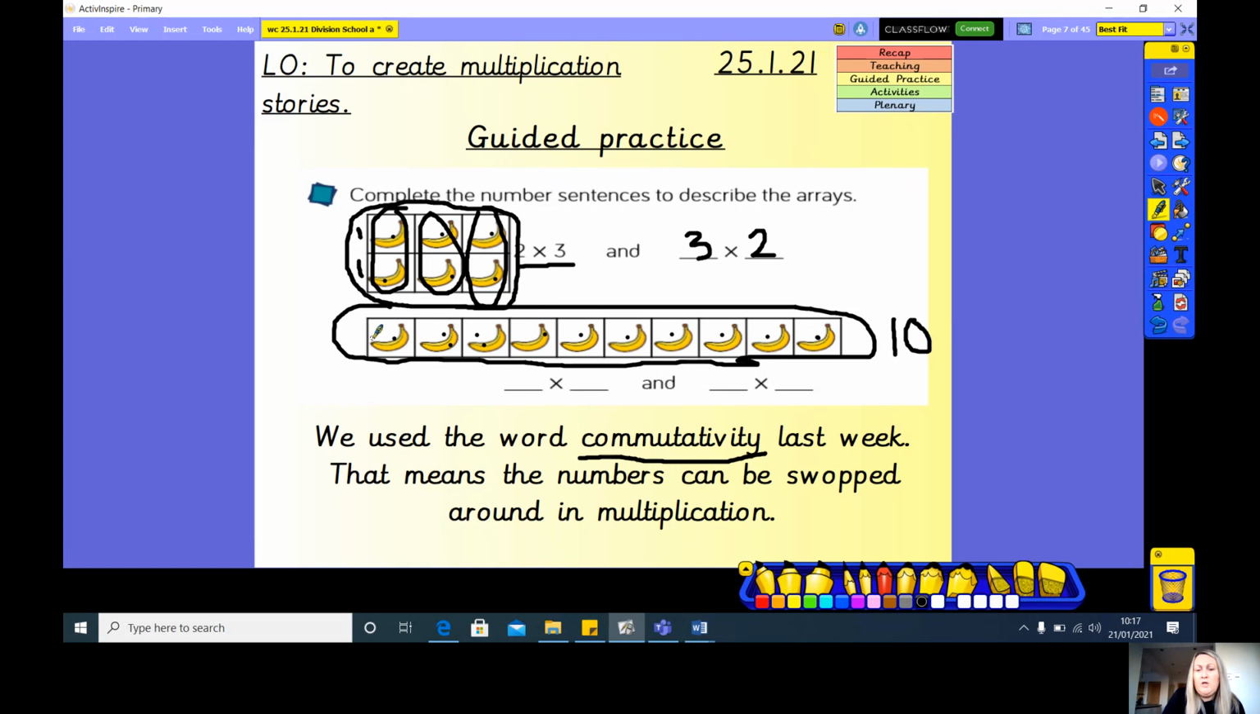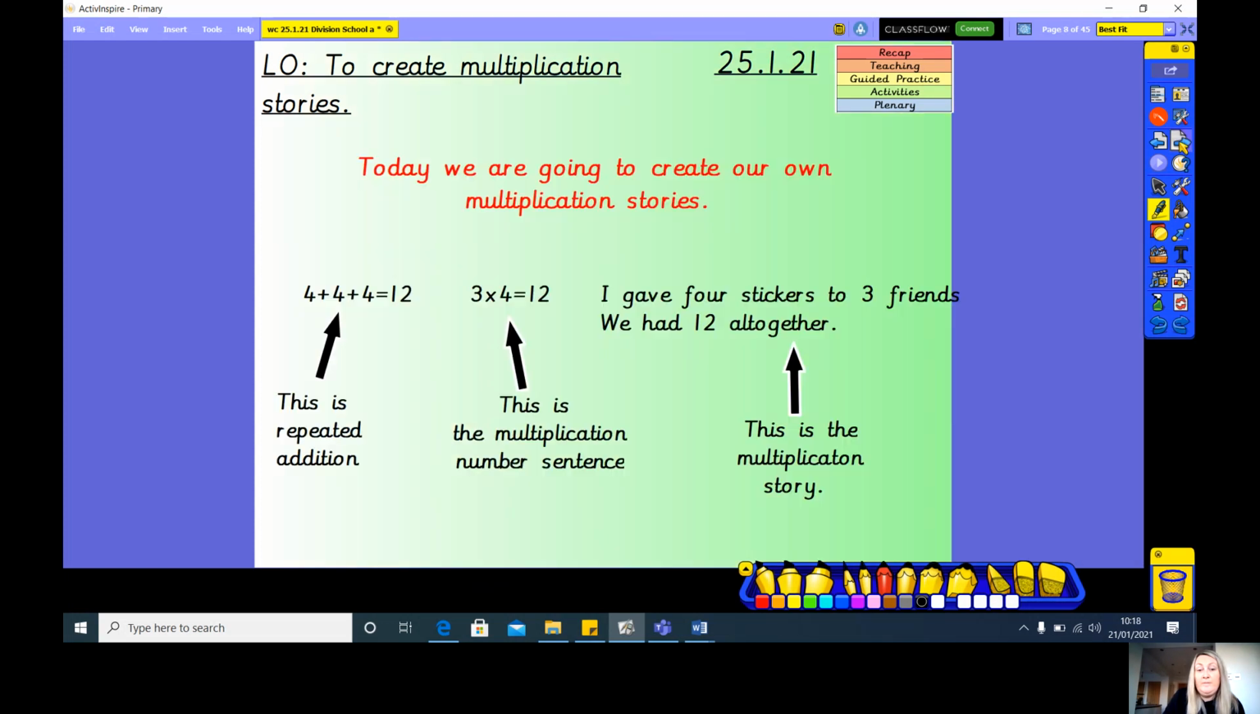So how many lots of 10 are there? Well done, there is 1 lot of 10. But you remember commutativity, what can we do? We can swap those numbers around, can't we? So we could also say 1 times 10 or 10 times 1. 1 lot of 10 or 10 lots of 1. 1 times 10 and 10 times 1. Excellent, year 2. Well done.